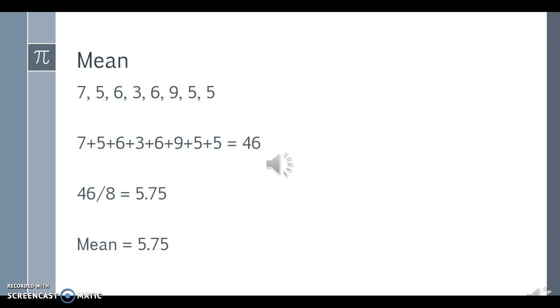To calculate the mean, we add all the values together, and in doing so, we get a number of 46. Then we take that number and divide it by the number of values indicated. We have 8. 46 divided by 8 gives us 5.75. So the mean, the average of all of the values, is 5.75.